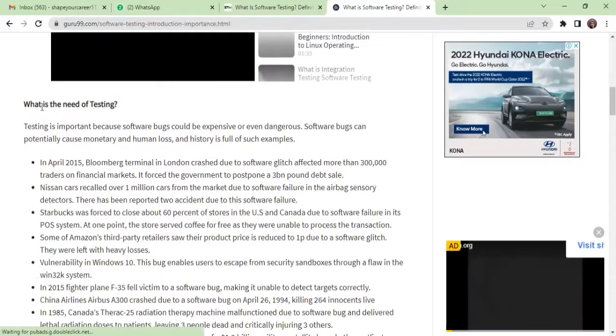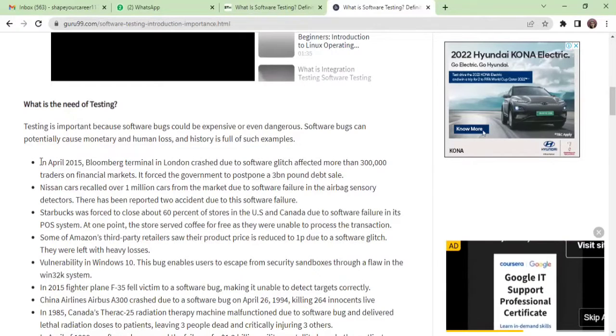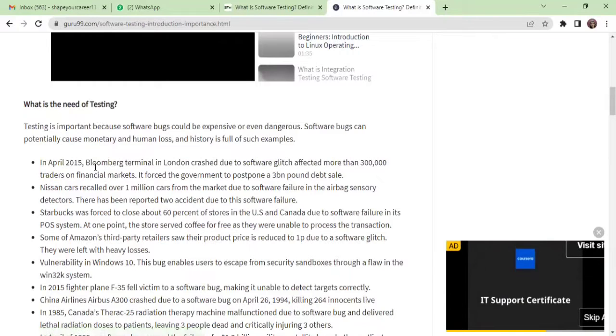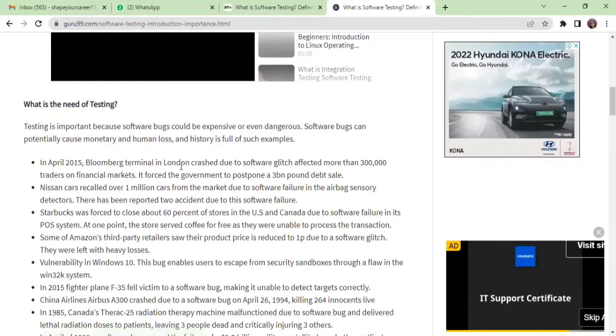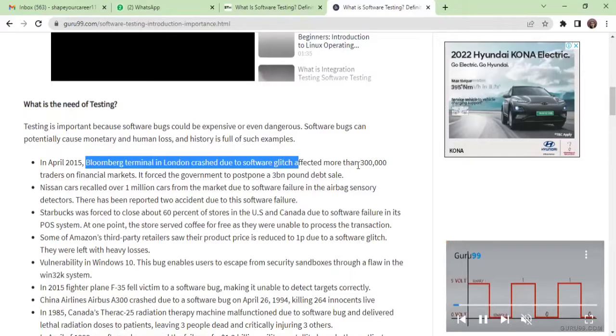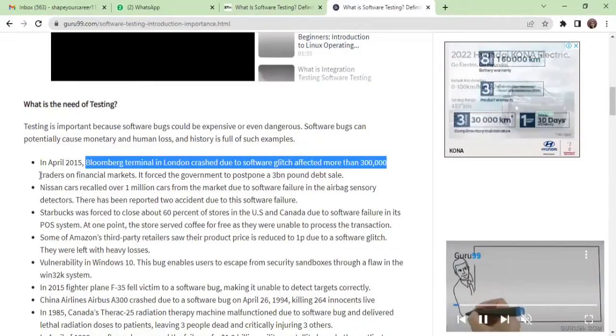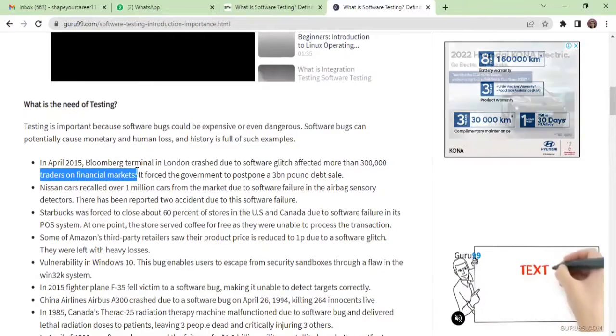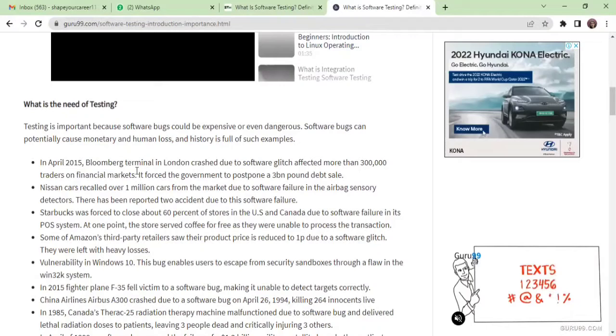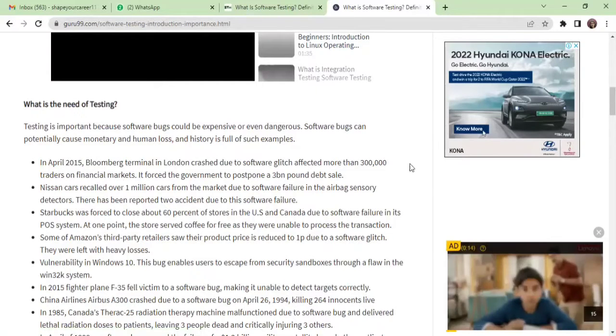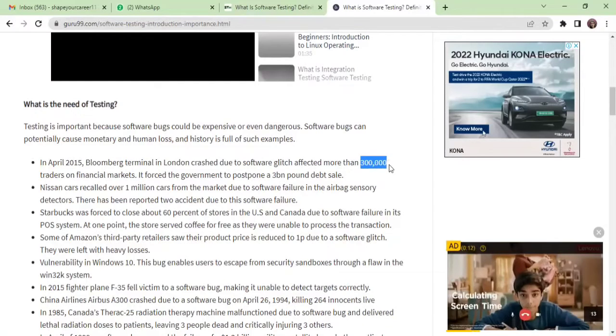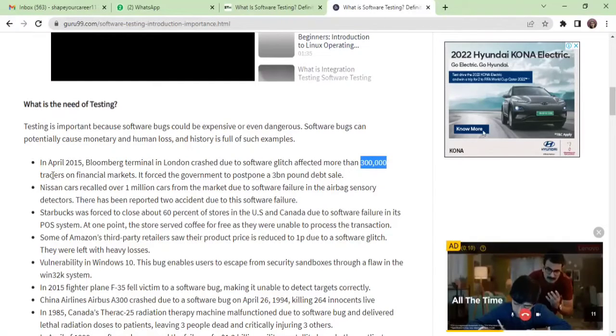Okay, so the next thing is, what is the need of testing? I'll just explain one or two examples out of this. Basically, what they are trying to say here is that the Bloomberg terminal in London crashed due to a software glitch and affected more than 3 lakh traders in the financial market. So basically, in the share market, one of the applications showed some issues, and obviously more than 3 lakh traders had losses, right?